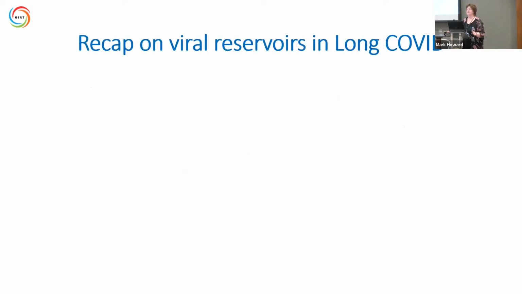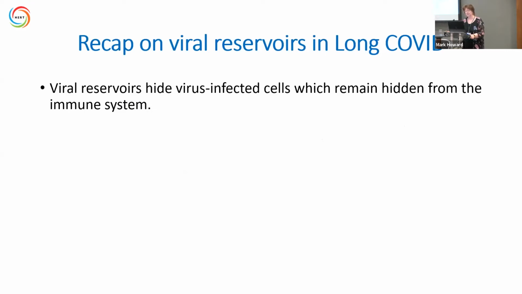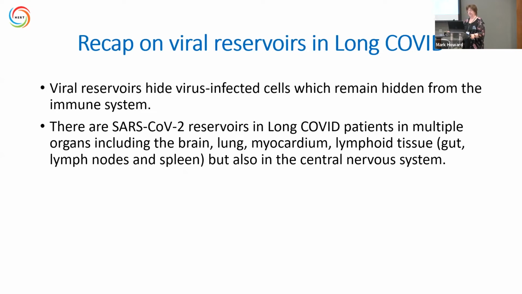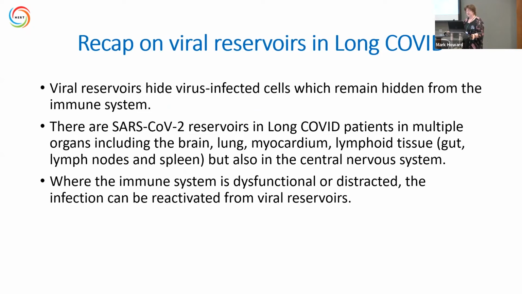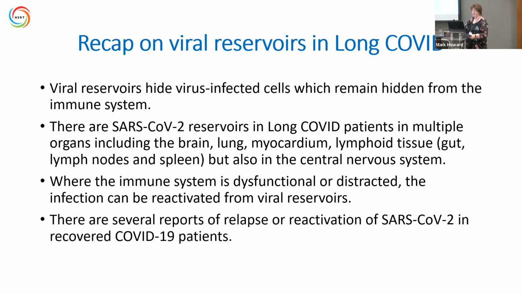So let's have a recap on what I've already said on viral reservoirs. They hide virus-infected cells from the immune system. There are SARS-CoV-2 reservoirs in long COVID patients in multiple organs. When the immune system is dysfunctional or distracted, the infection can be reactivated from viral reservoirs. And there are several reports of relapse or reactivation of SARS-CoV-2 in recovered patients. Do you remember I said in my first lecture that long COVID is a relapsing and remitting condition? I suspect this may be one reason why.